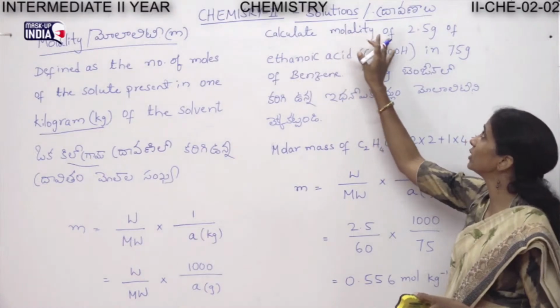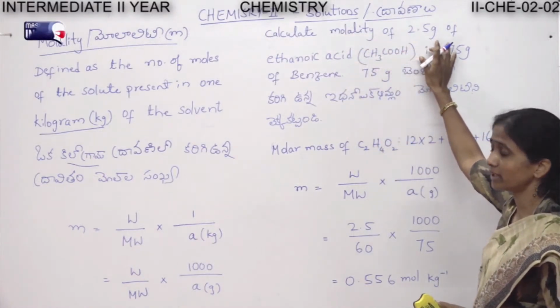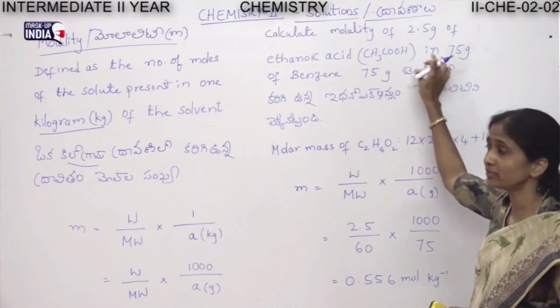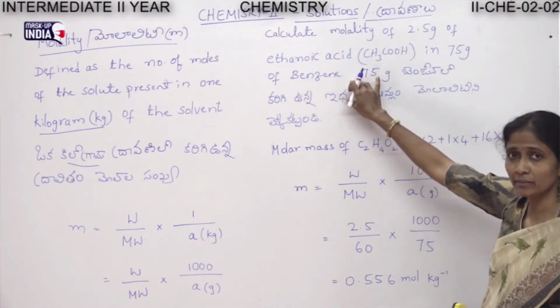Calculate the molality of 2.5 grams of ethanoic acid in 75 grams of benzene.